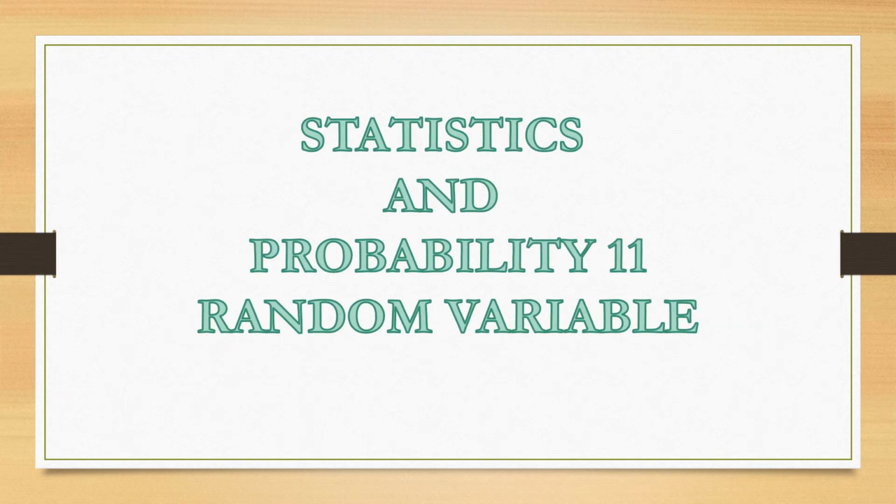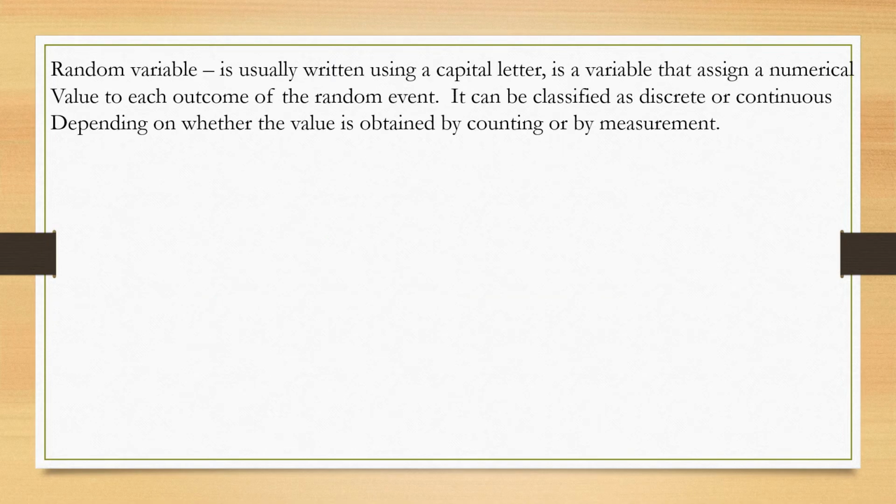Okay, good morning. So this time we'll tackle the topic on statistics and probability for grade 11. The first topic is the random variable. A random variable is usually written using a capital letter. It is a variable that assigns a numerical value to each outcome of a random event. It can be classified as discrete or continuous depending on whether the value is obtained by counting or by measurement.